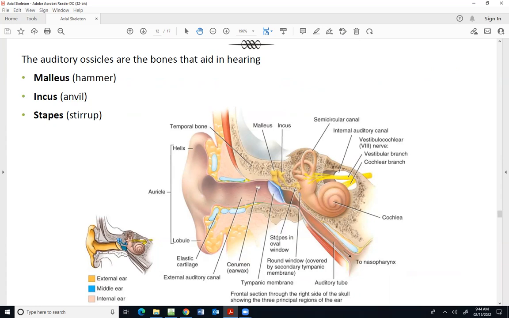This is an image that we will see again later in the semester. When we talk about hearing, we'll talk about the structure of the ear, structure of your eyes, and that kind of stuff, all in one lecture. That'll be probably about a month or so.